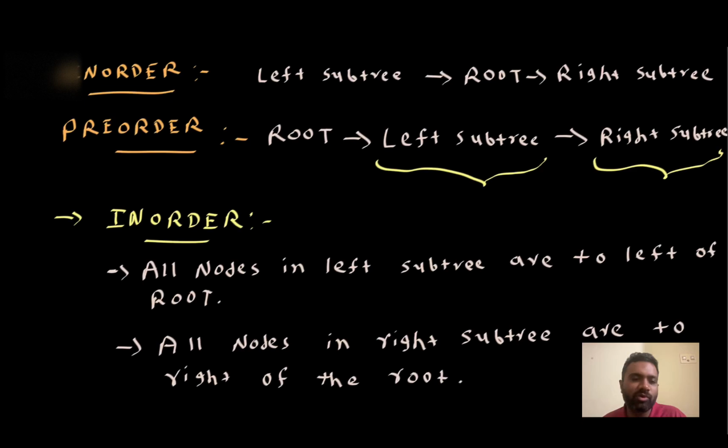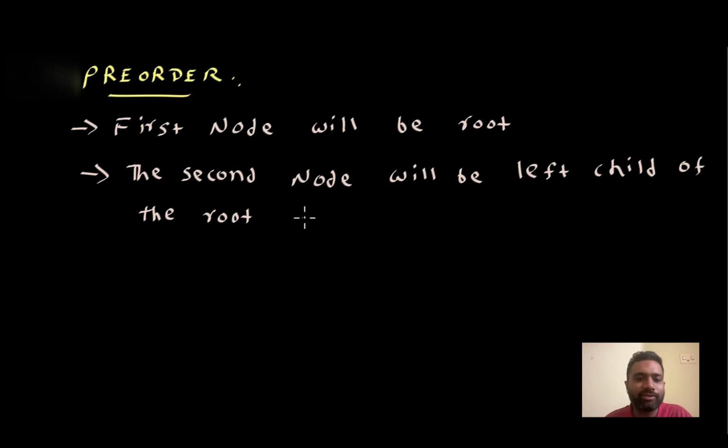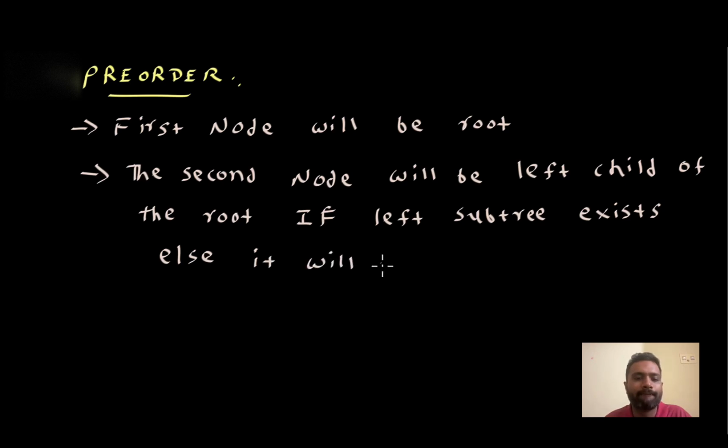There is a small caveat here: if the left subtree exists, the second node is the left child. Otherwise, if the left subtree doesn't exist, it will be the right child of the root.